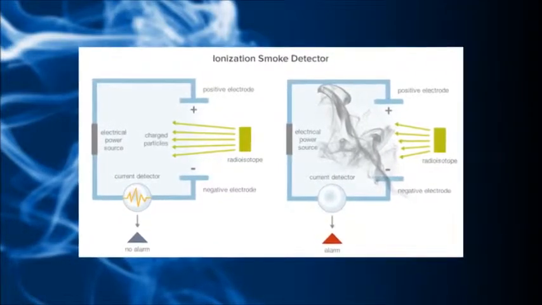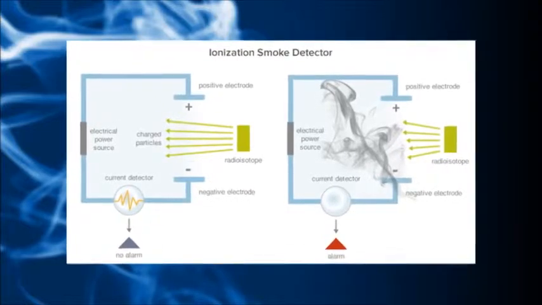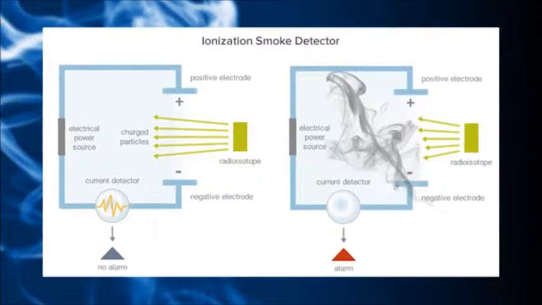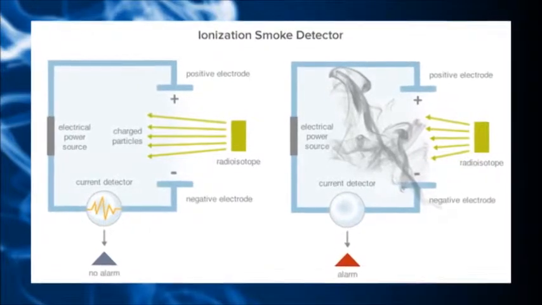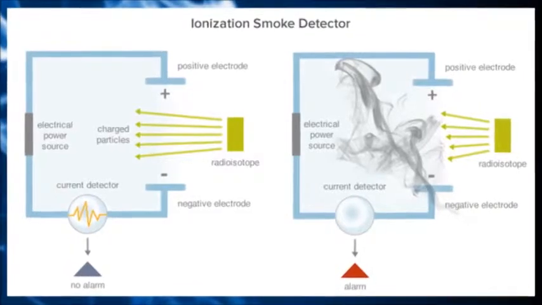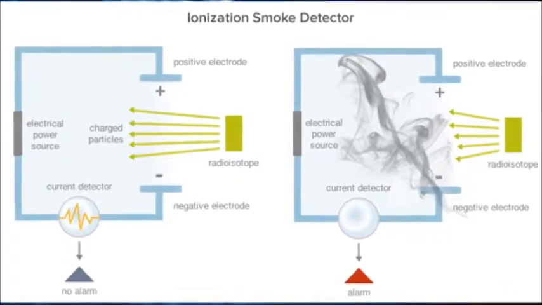Hot air can also change the rate at which ionization occurs within the chamber, and this will also trigger the alarm. Ionization detectors are much more common than photoelectric detectors because they are less expensive and better at detecting smaller amounts of smoke that come from fast flaming fires.